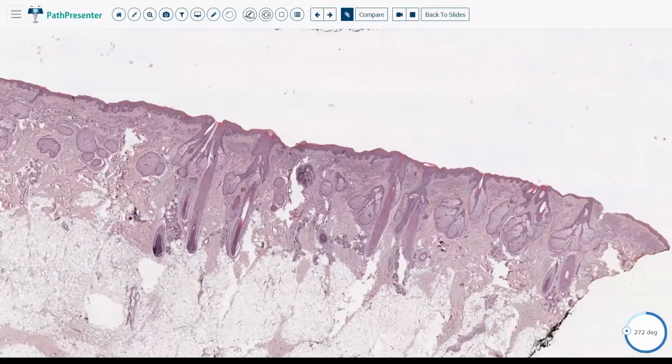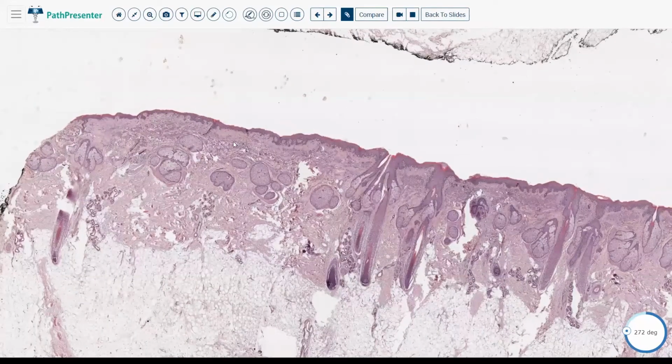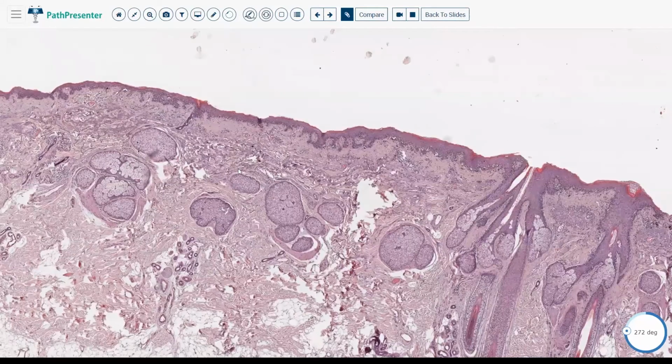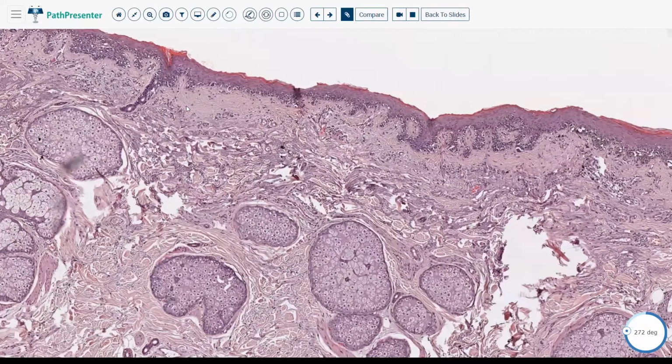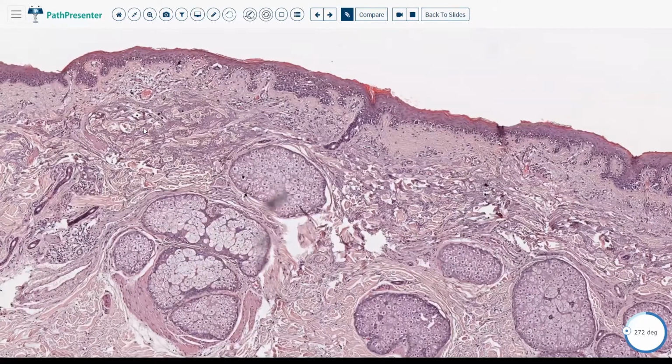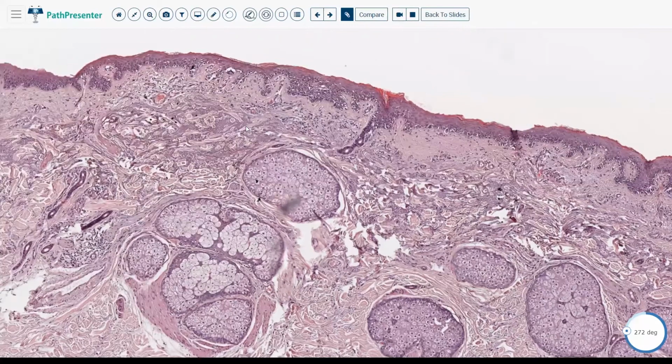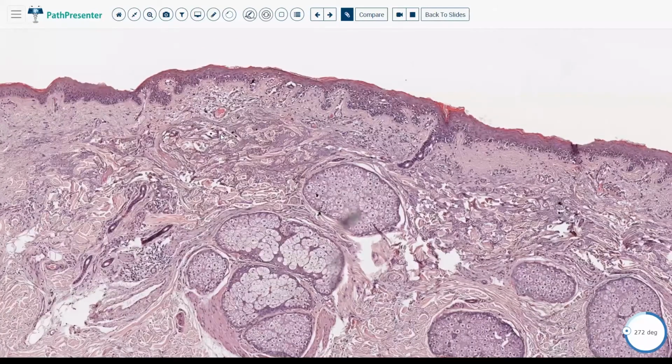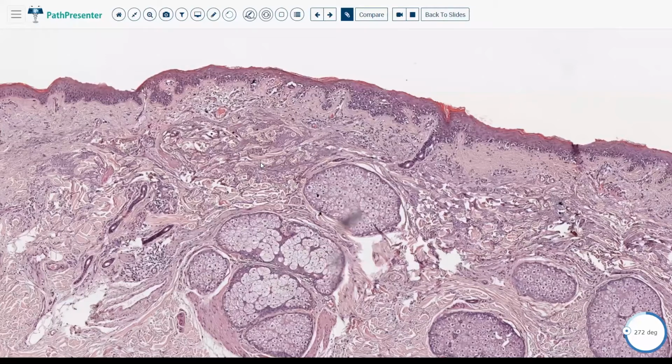The thing also to highlight when you look at the low power is the sun damage effect. So if you look into, for example, this collagen, you can see these denatured collagen fibers, which can tell you that this is sun-damaged skin. And then that tells you that this melanocytic lesion probably started to develop as a result of irritation by ultraviolet radiation, and then there is a chance for these lesions to become malignant. So this is also an important feature to highlight.